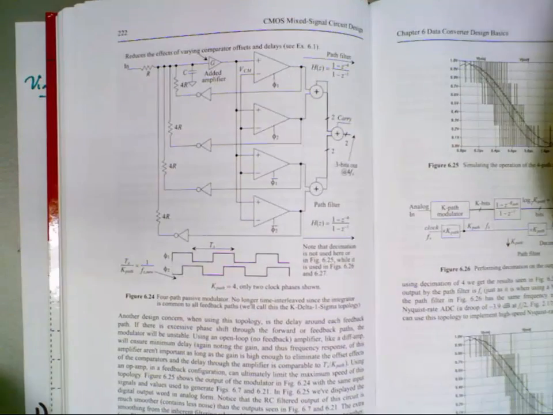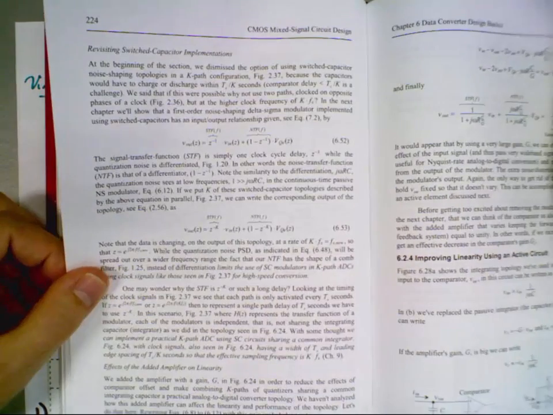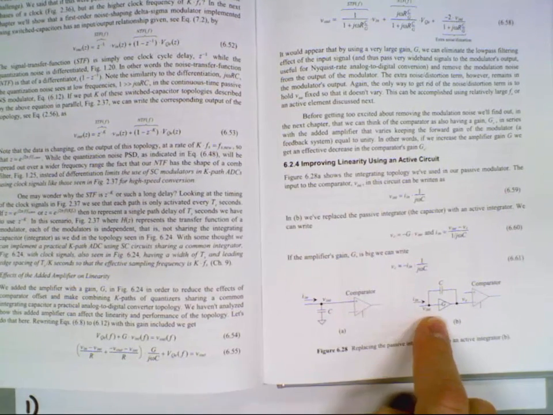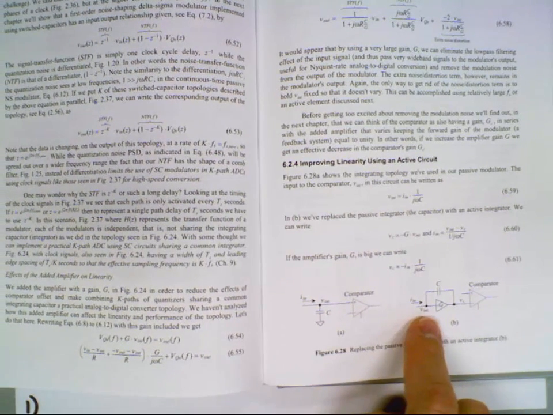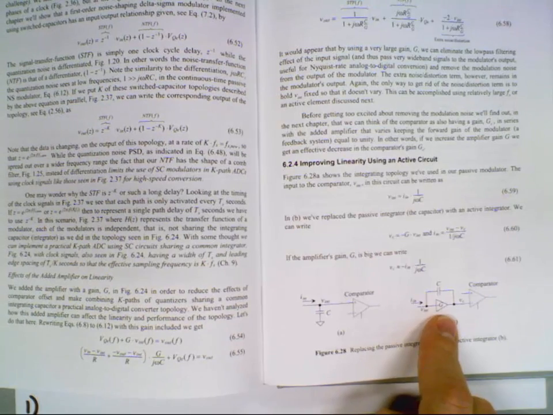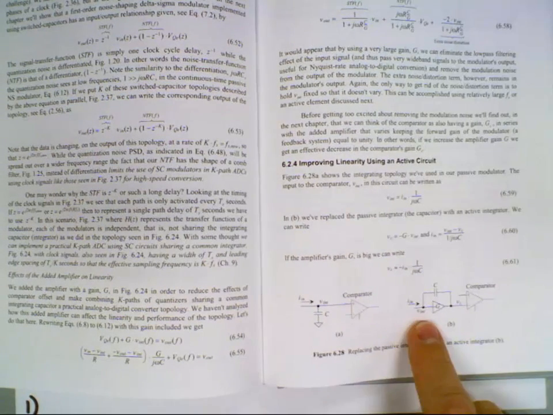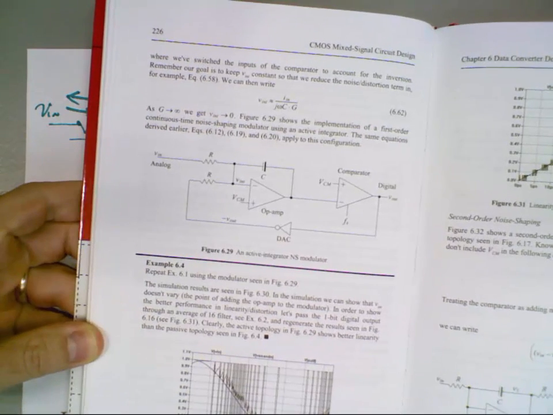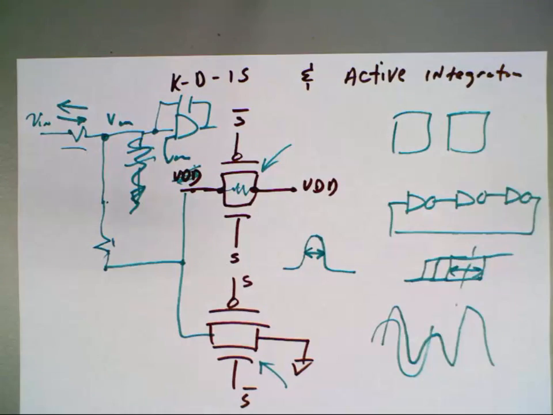Okay, so what I want to do is spend the rest of the time on improving the linearity using an active integrator. Basically, instead of using an integrator where the capacitor goes to ground, we're going to use an active integrator like an op-amp. The benefit there is that Vint ideally is 0 or very small, and so we get less distortion in our output. So the first one I want to look at is figure 6.29. Let's derive this, and then we'll look at some simulations.